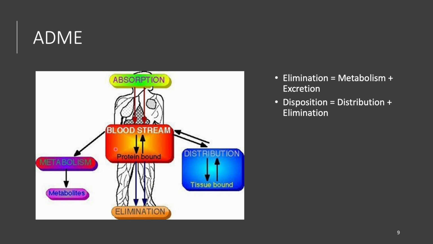And also before the drug reaches the bloodstream, the drug can undergo some metabolism through the liver, and it can create metabolites and be eliminated out of the body. And the process of elimination includes metabolism and excretion. Another process we call disposition is the combined process of distribution and elimination. We call it the disposition.